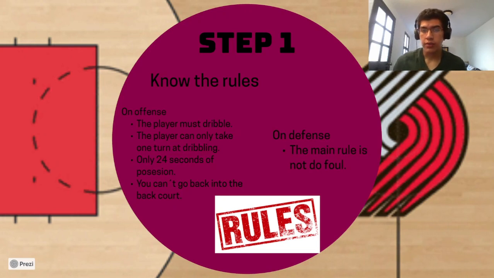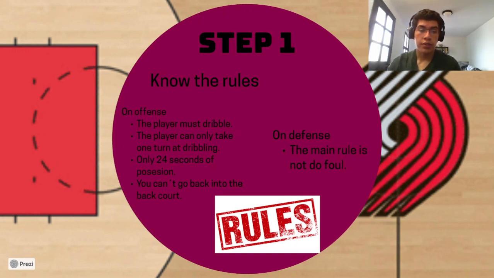In the offense, we have the rules that the player must dribble, the player can only take one turn at dribble, only 24 seconds of possession, and you can't go back into the backcourt. In the same way, we have a general rule in defense, which is no fouls.